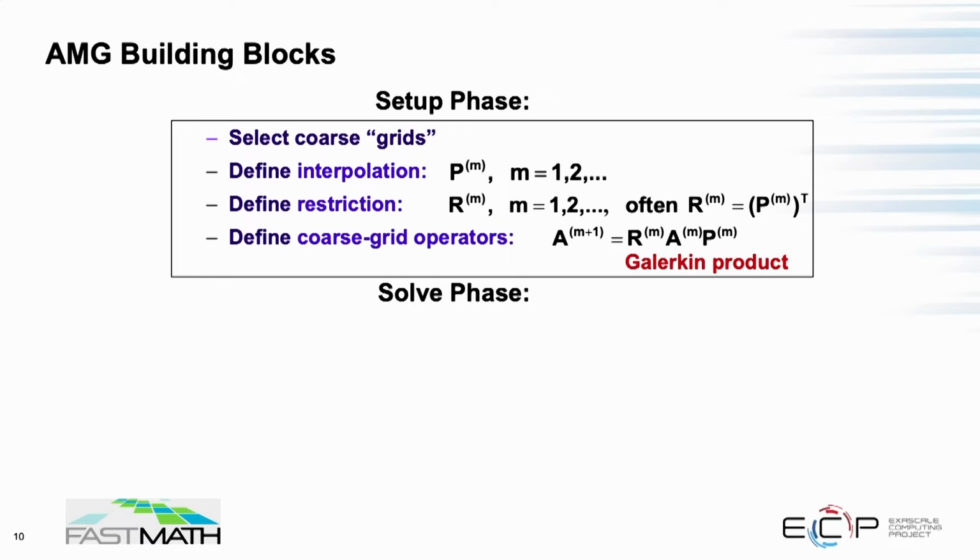Since we're typically working with symmetric matrices, we're just going to use the transpose of our interpolation operator. And that also works if you're slightly non-symmetric as well. Then our coarse operators are determined through a Galerkin product. So this is this triple matrix product RAP.